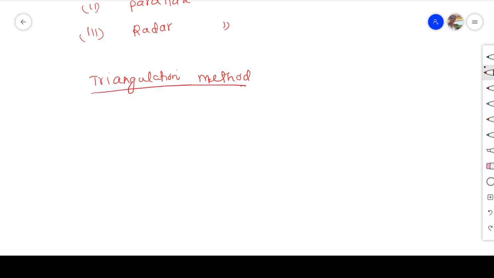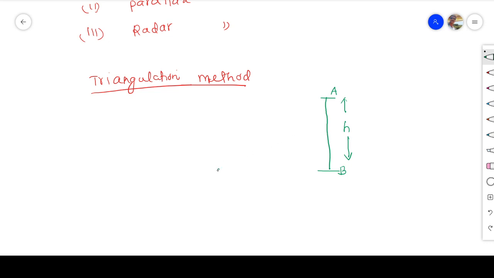Suppose I want to measure the height of a building, some multi-story building. Let us assume that this is the building. I want to measure this height. Let us assume the top of the building is A, the bottom of the building is B, and the height of the building is h. I am going to use the triangulation method to find the height of the building.